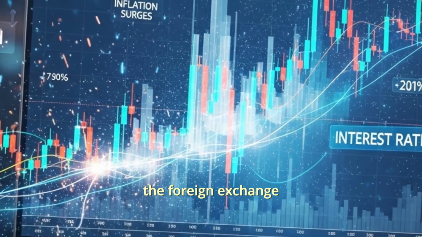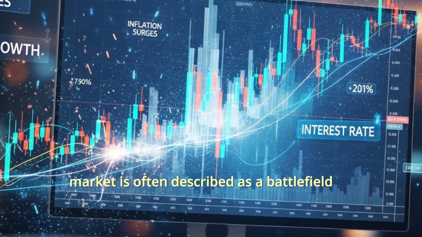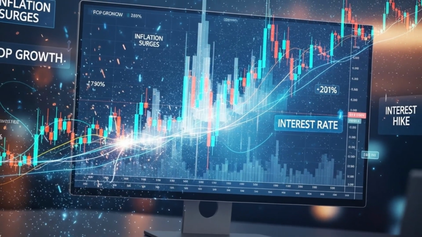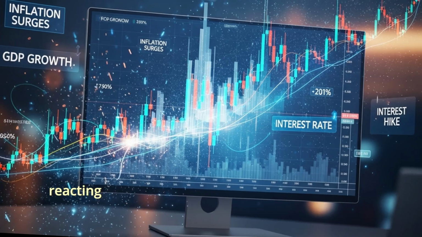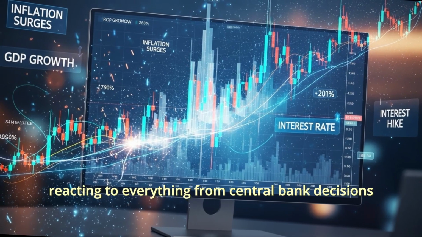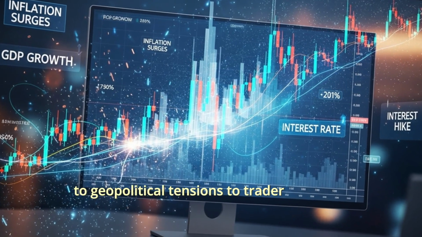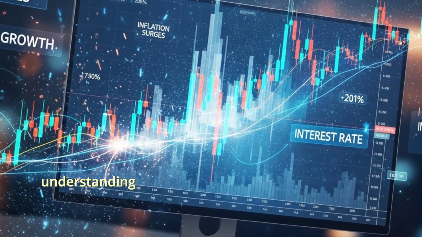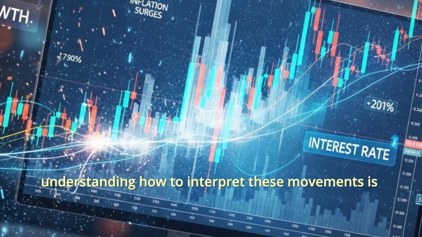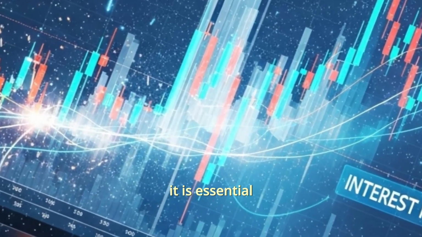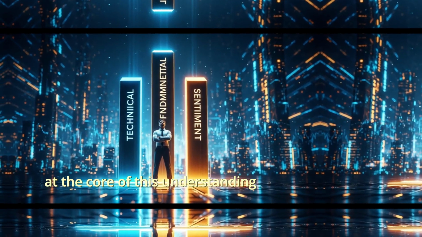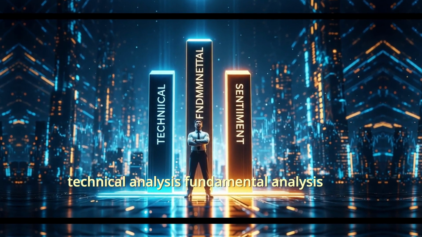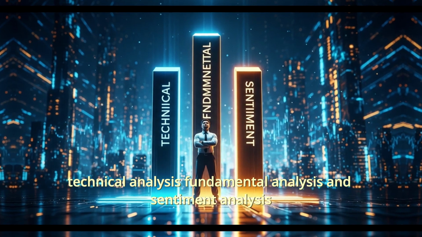The foreign exchange market is often described as a battlefield of information, psychology, and probability. Prices move constantly, reacting to everything from central bank decisions to geopolitical tensions to trader emotions. For anyone serious about trading Forex, understanding how to interpret these movements is not optional, it is essential. At the core of this understanding are 3 primary approaches: technical analysis, fundamental analysis, and sentiment analysis.